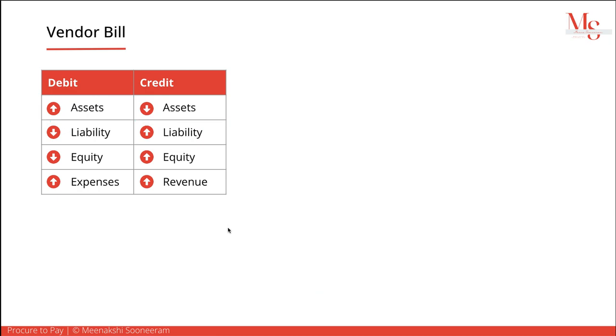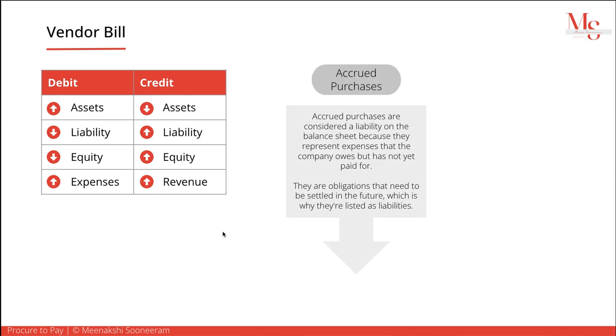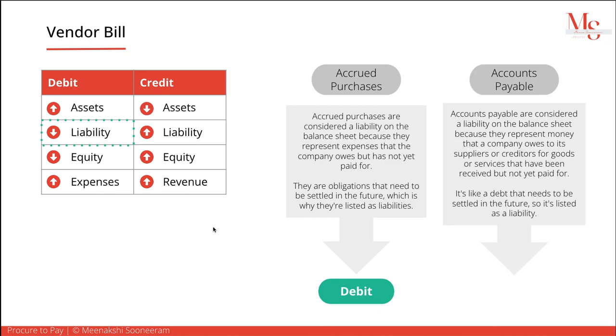Next transaction, vendor bill. The first account that is impacted is your accrued purchases, which we went through in the previous slide. When creating your vendor bill, you're recognizing the obligation as a payable. So in this case, you are decreasing your liability, thus resulting in a debit. On the other hand, you're recording the money that you owe to your suppliers in your accounts payable. And your AP account is a liability, thus an increase in your AP account results in a credit.